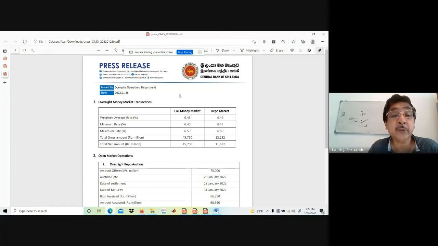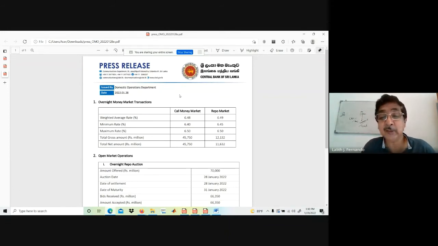Now you can just look at the overnight market rates. Weighted average rate, call money market, it is 6.48. Repo market, it is 6.49. Right? Repo market is also, now you can just look at it. It's not that surprising, but it's like this. Now you can see the 6.5 is the standing lending facility rate also. So therefore, the call money rate has not gone beyond that.